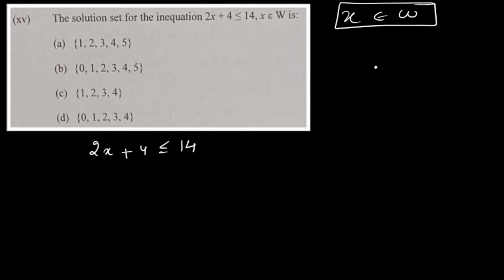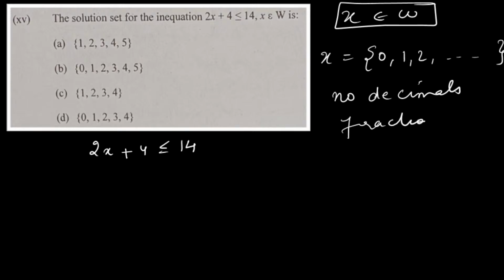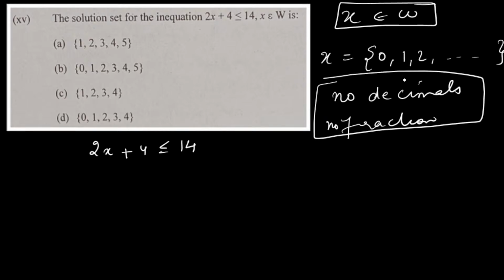The solution set for the inequation. The inequation given to us is 2x plus 4 less than or equal to 14. Here x belongs to whole numbers. Whole numbers are the numbers starting from 0. No decimals, no fractions. 0, 1, 2 and so on. Many times students get confused about what are whole numbers, natural numbers or real numbers. So whole numbers are the numbers starting from 0.